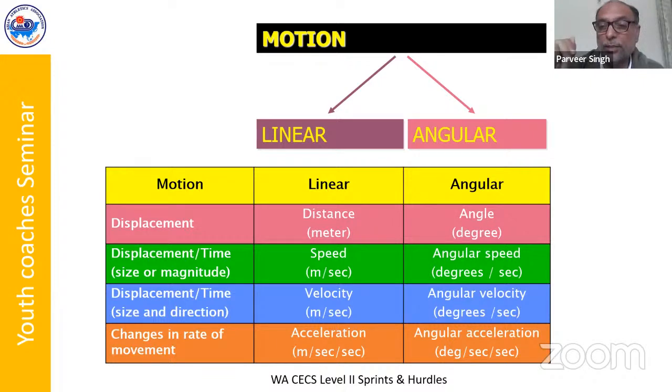When we say velocity, it has direction also, whereas speed is only magnitude or size. So velocity is displacement over time. Similarly, angular velocity is degrees divided by time in seconds, or in minutes. So rate of change of movement is known as acceleration. So it is meter per second per second. Similarly, when it is rotating, we call it angular acceleration.